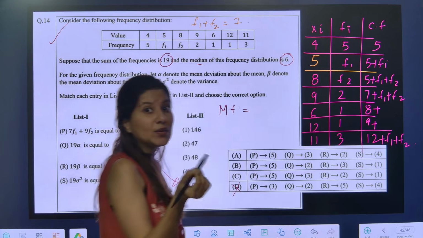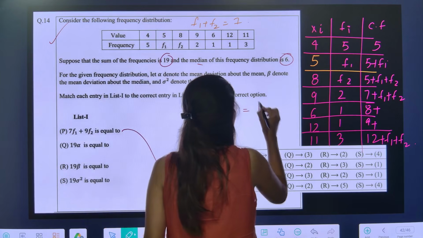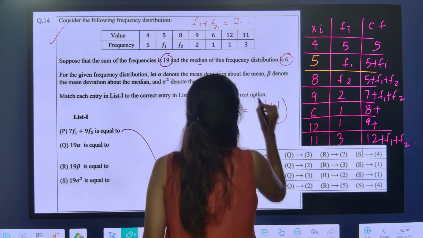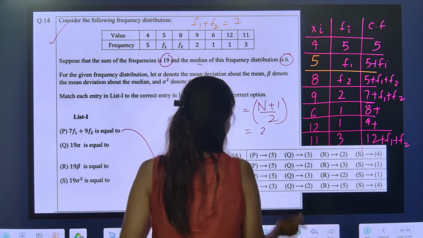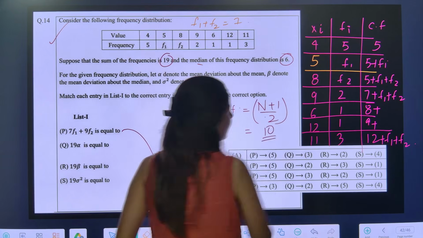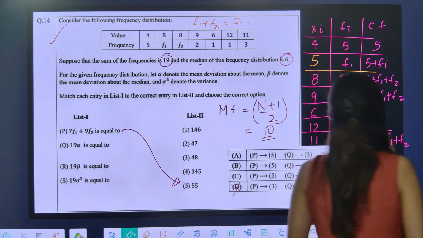Now the median class. How will you calculate the median class? The median position is n plus 1 by 2. Here n is the total frequency, 19. So 20 by 2 is 10. 10 is the median frequency.